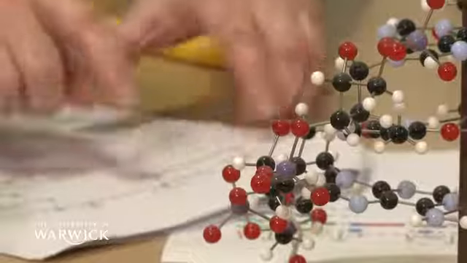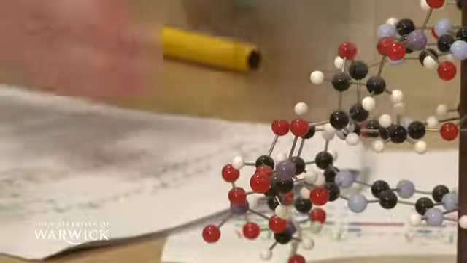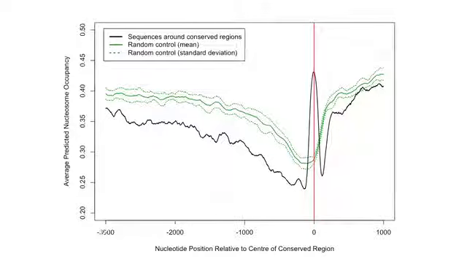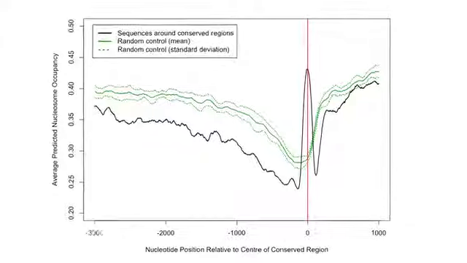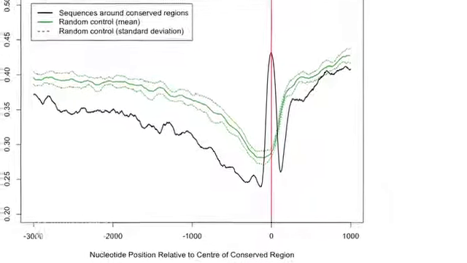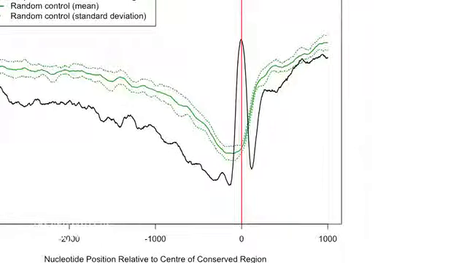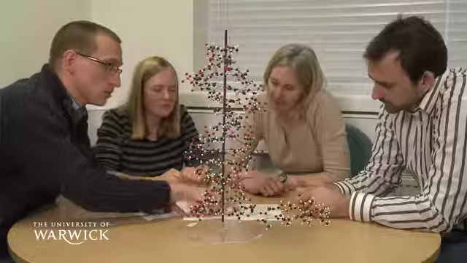We find that these conserved blocks tend to coincide with where you would find a nucleosome. The nucleosomes themselves are thought to help regulate genes by controlling the accessibility of the DNA to transcription factor proteins. And so in that way, they're also thought to be regulatory sequences that we've found.